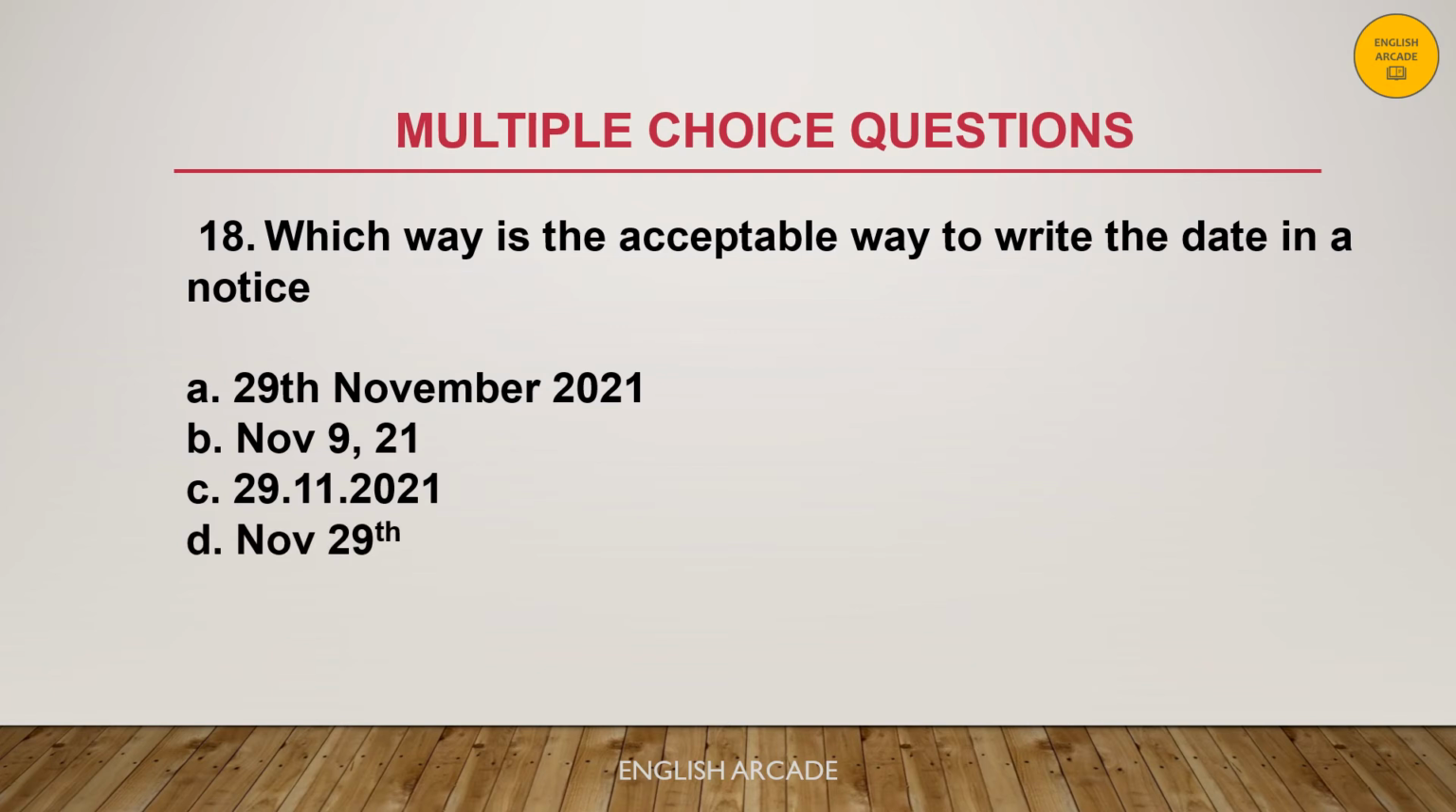29.11.2021. Or D. November 29th. The correct answer is A. That's the only acceptable way, the expanded way in which the date is written in a formal writing skill, whether it is a notice or a formal letter. So 29th November 2021 is the correct answer.